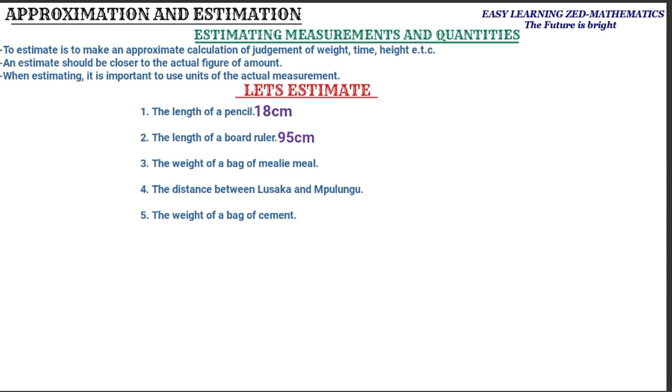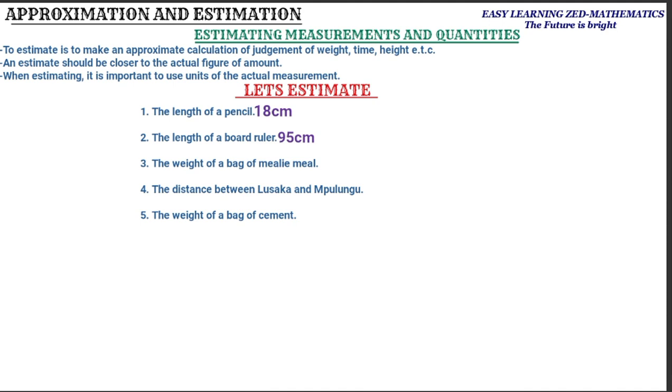It depends on the kind of board ruler you are using. Some I've seen are 50 centimeters. Here we are talking about the one which is on average 1 meter, so 95 centimeters could perfectly suit, because there are some which are just 80, some 90 centimeters within that range. But if we are talking about those which are 1 meter and 1.5, then meters would have been preferred here.